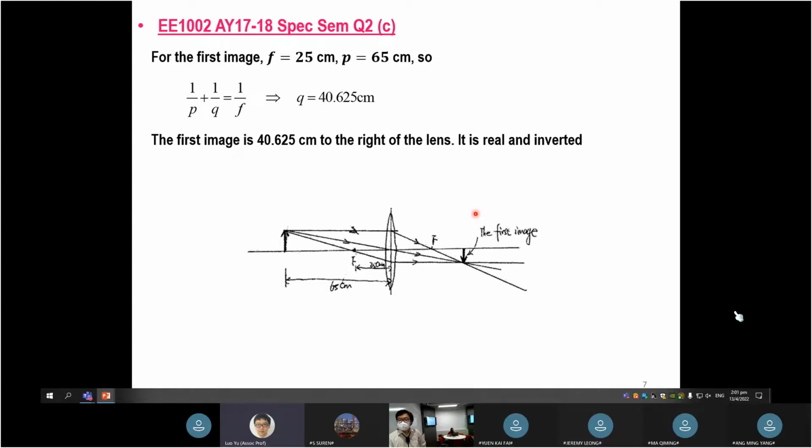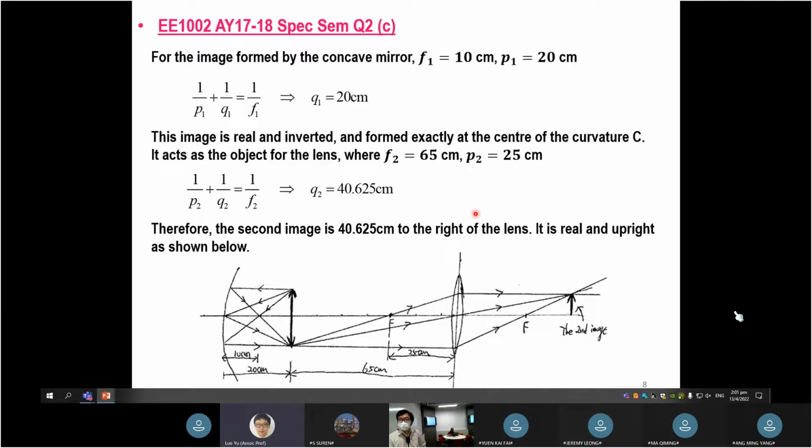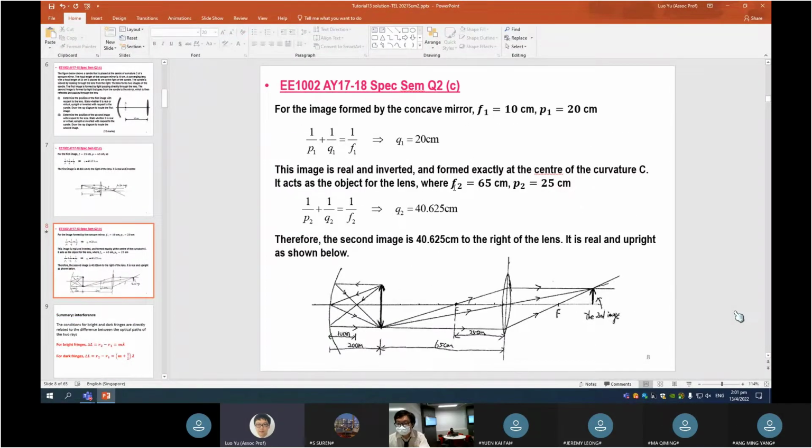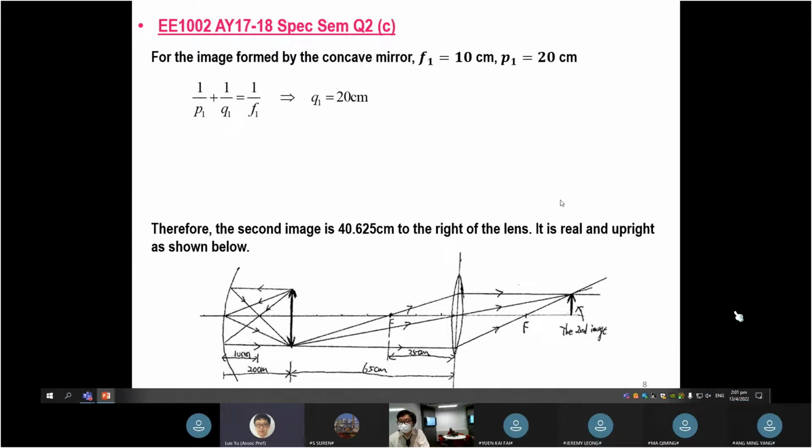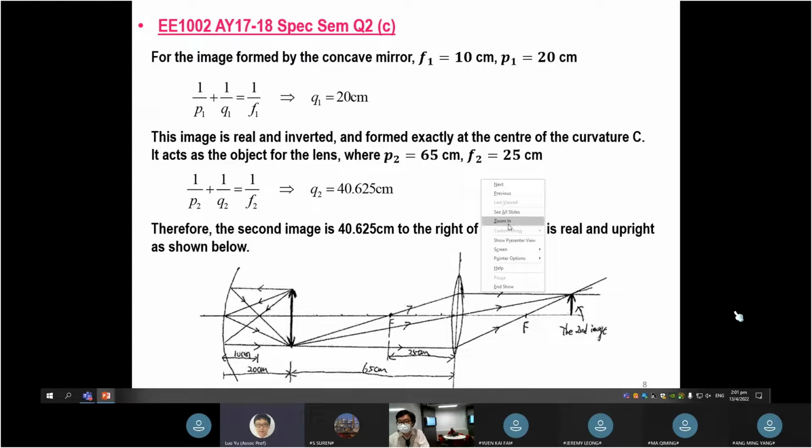In this case, yes, my f is 25. P is 65. Okay, so here this should be P. Okay, P is 25. So f2 is equal to 25, the same as the previous case. So we just substitute all the values inside. Then you can get my Q2.